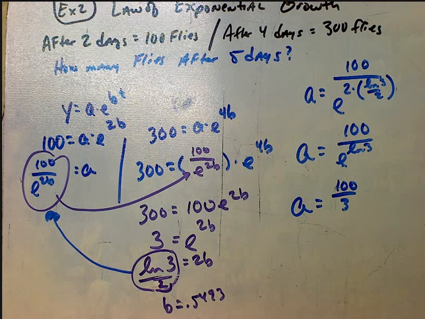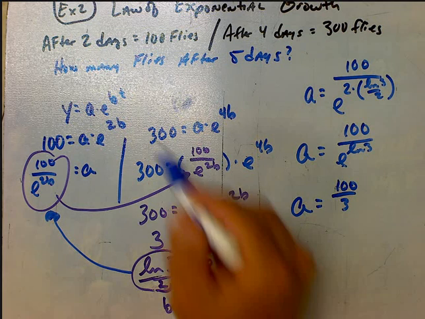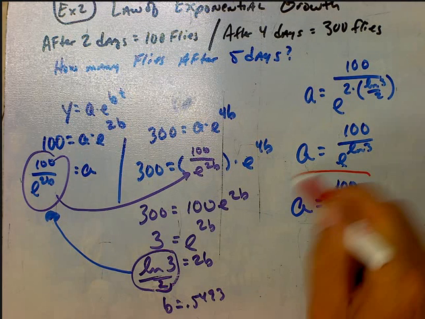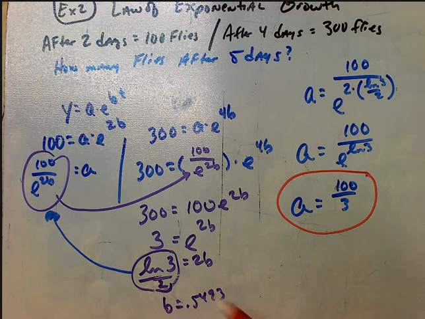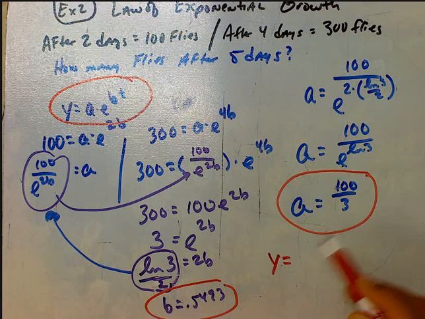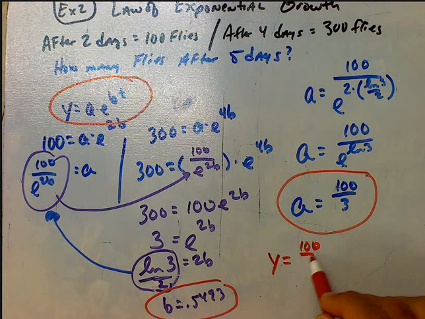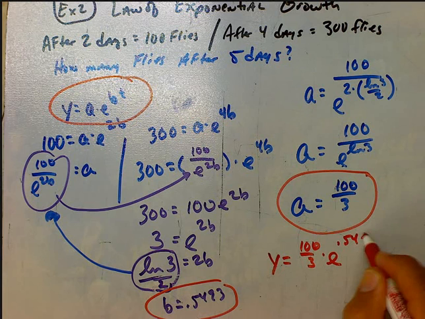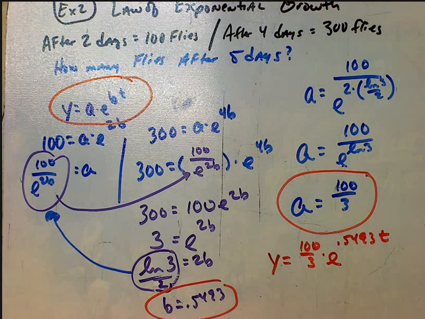So my equation, I can now come back with the a, and I'm going to circle this in black. I know it's kind of confusing, we're going in circles, but a here, now I'm going to use this b number, and I'm going to put them into this equation, the 3 things in red, to get y equals a, 100 divided by 3, times e to the 0.5493 t power. So now, after all that work, I can answer the question: how many flies after 5 days? I'll put 5 in for t.